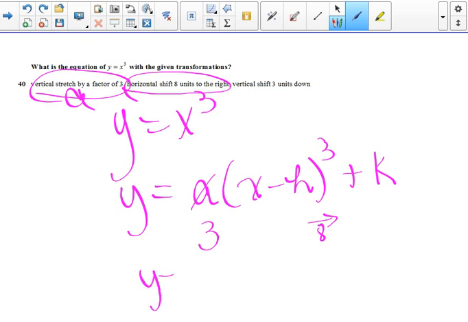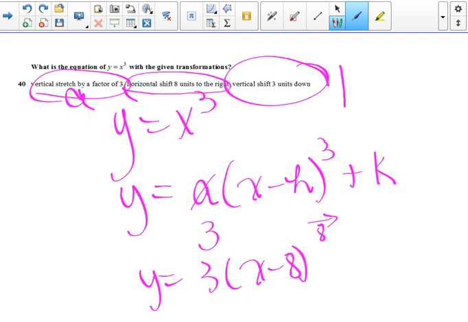So we have y equals 3 times (x minus 8) cubed. And a vertical shift 3 units down, so a -3. So plus a -3.